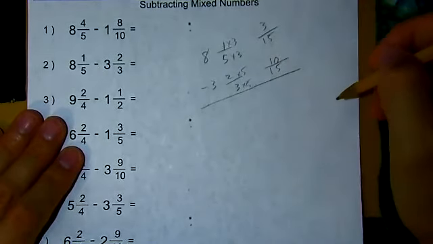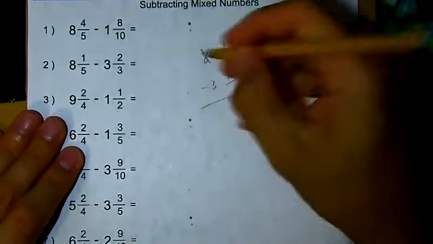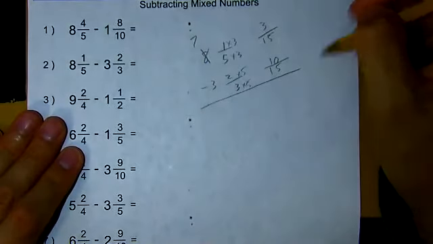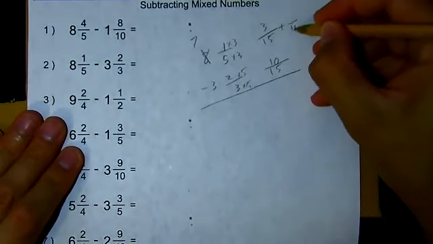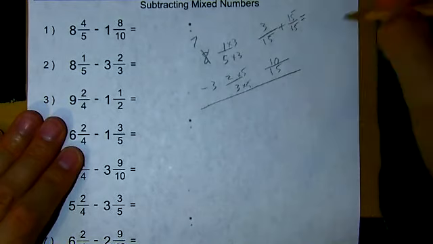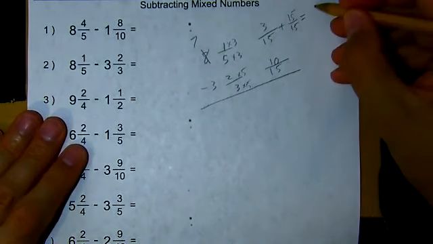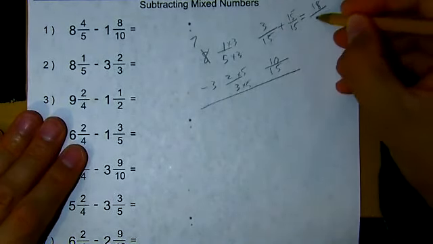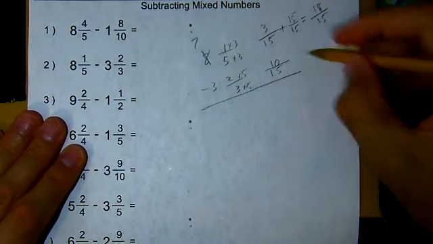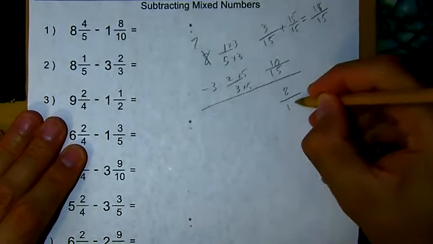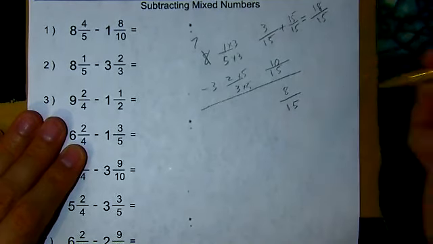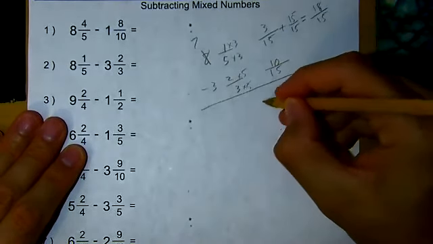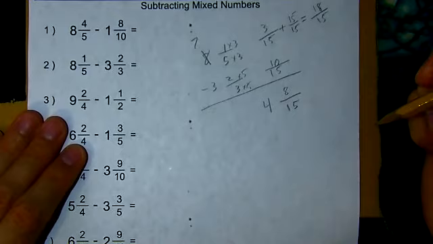3 minus 10 can't happen. Come over to the 8. Borrow 1. Add 15 over 15. 3 plus 15 is 18. Over 15. 18 minus 10 is 8. And 8 and 15 don't share anything except 1. 7 minus 3 is 4. And you're done. All the answers to those are on the back so you can check yourself. And that is the end of the video for adding and subtracting.